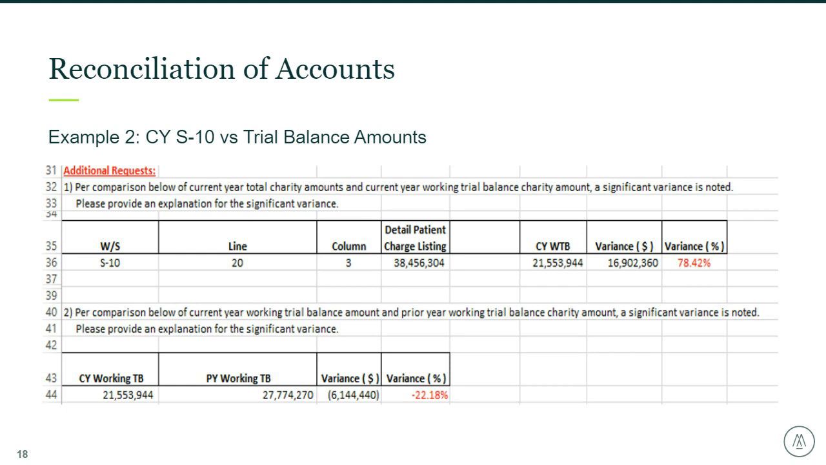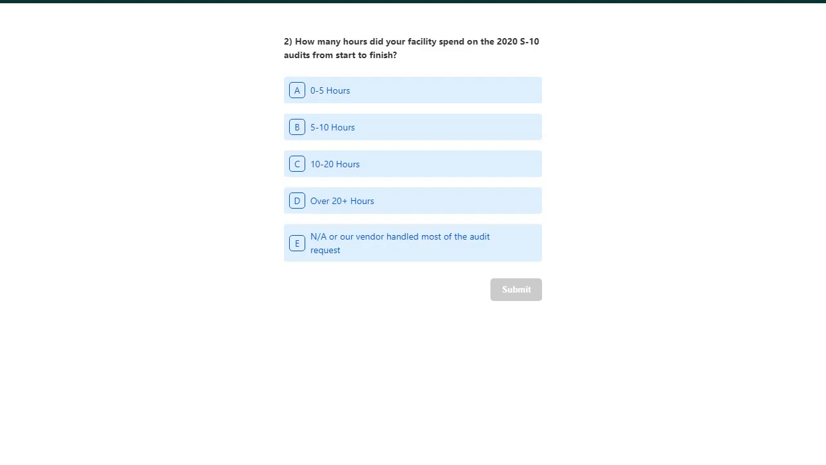Now, on this slide, you can also see that they are reviewing the year-over-year amounts related to the trial balances as well. As we see these amounts relate to trial balances, the explanations still relate to the year-over-year variances as we discussed on the previous slide. And with that, I'm going to hand it back over to Amy for our next polling question.